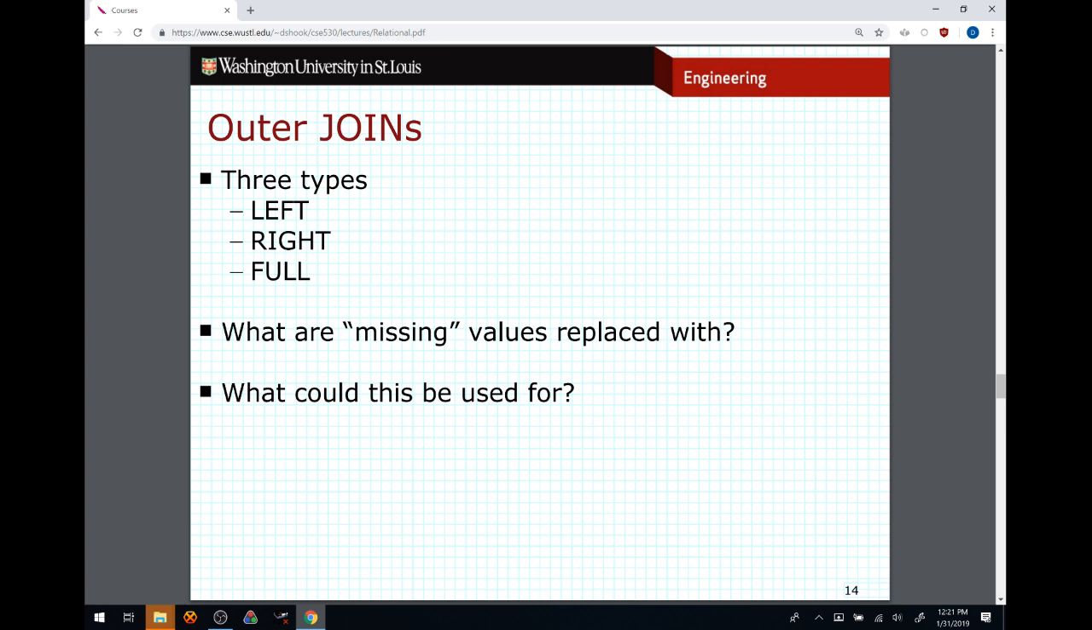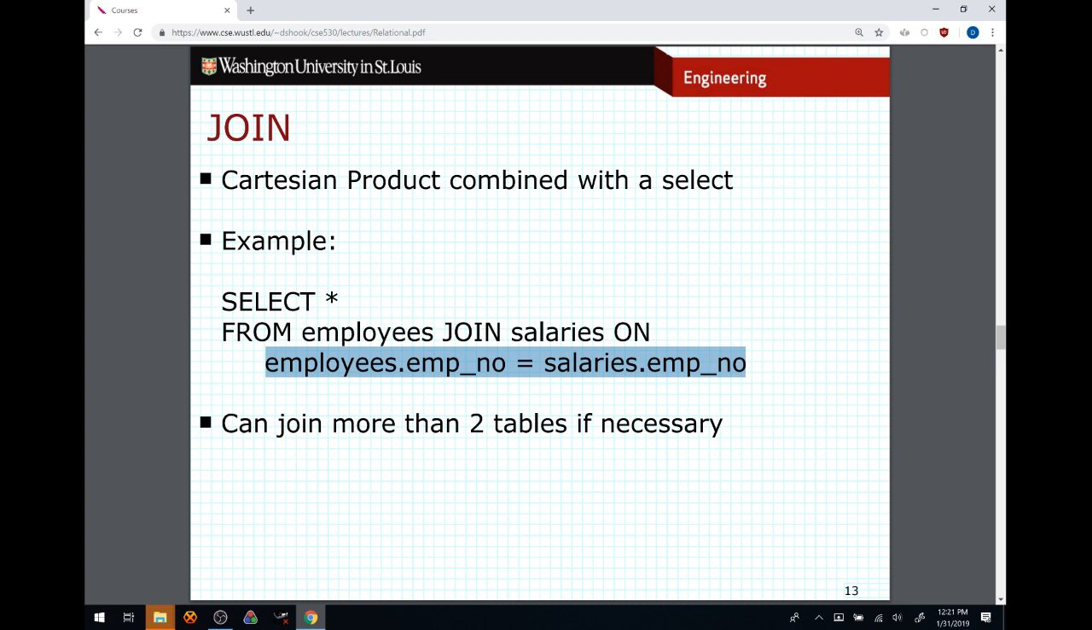Any questions about that? Now I want to say, that being said, the normal joins, which actually are called inner joins, are by far the most common kinds of joins that you're going to run into. Outer joins, though, are not uncommon by any means. They're still used with somewhat frequency, but the inner joins are the ones that are most common.